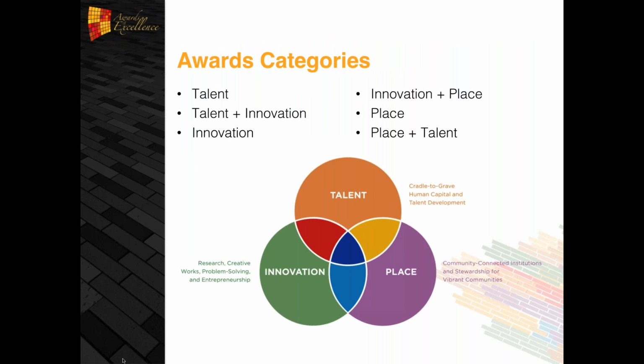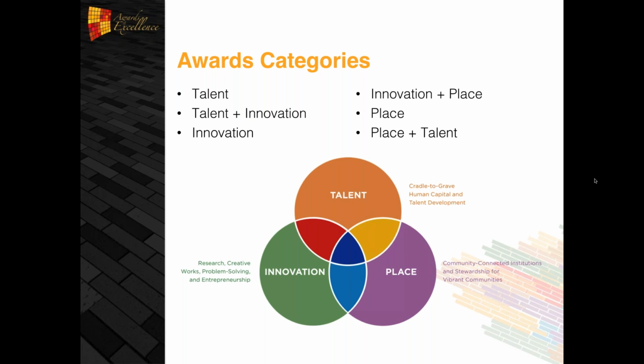So the UEDA Awards of Excellence has 6 categories. Those categories are on your screen. We have obviously talent, innovation, and place, and then we also have the intersections of each of those. So our awards categories will follow those areas of the Foundations for Strategy and Practice document. Now, I'll explain a little bit about each one, although they're also in our Awards of Excellence materials. So if you do need a refresher, you can feel free to review that information.